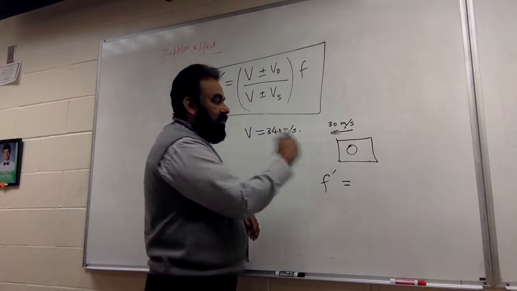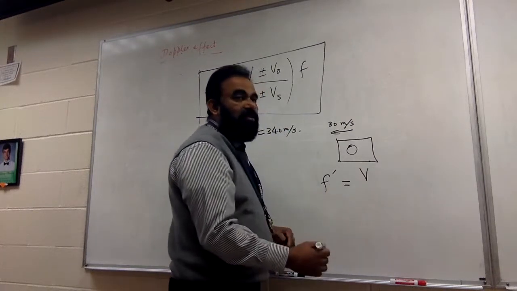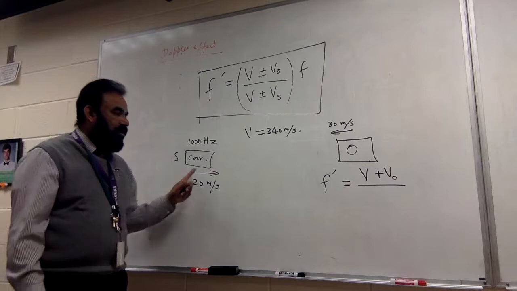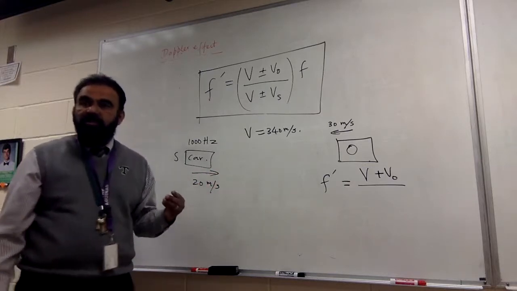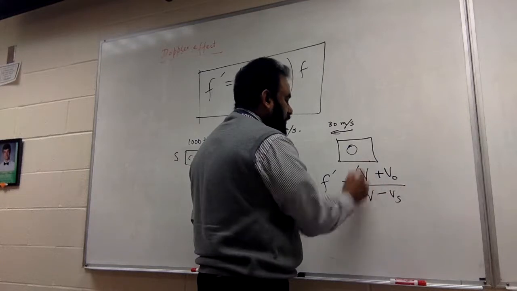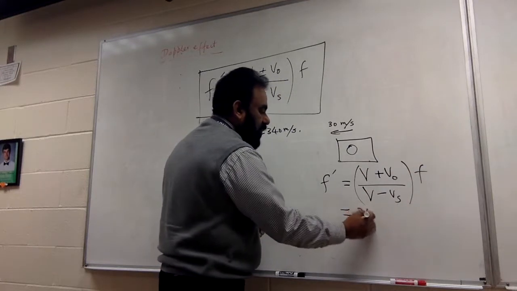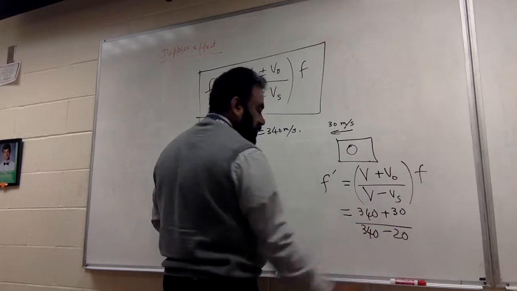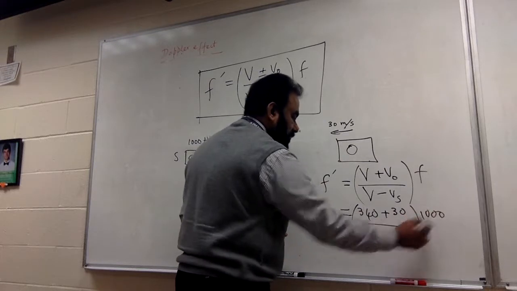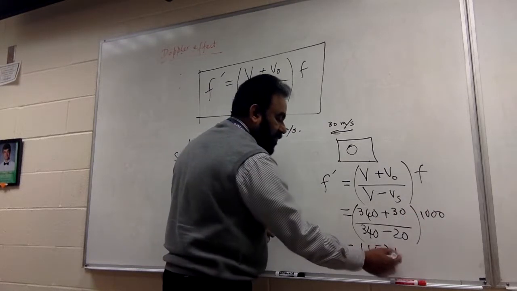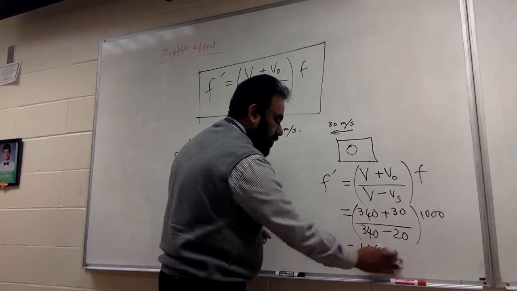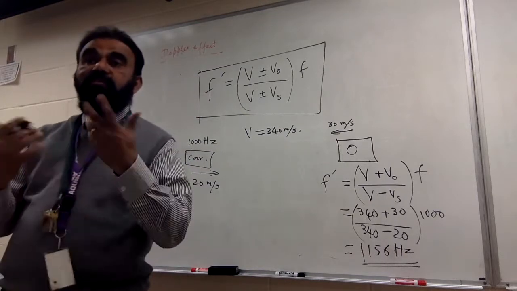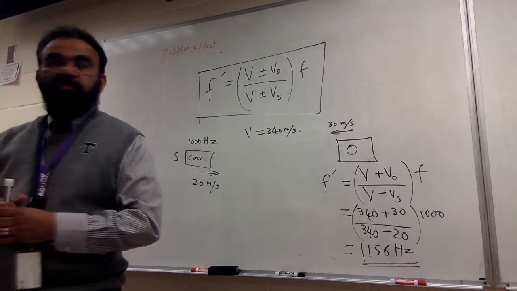Observer is moving towards, which means frequency tends to increase, therefore you put plus. Source is moving towards, that means frequency again tends to increase, so the bottom has to go down. And then times that. So 340 plus 30 divided by 340 minus 20, times 1000. So what is it? 1,153.46? So you tend to hear a higher pitch than what actually is being emitted. This is something that we normally hear.